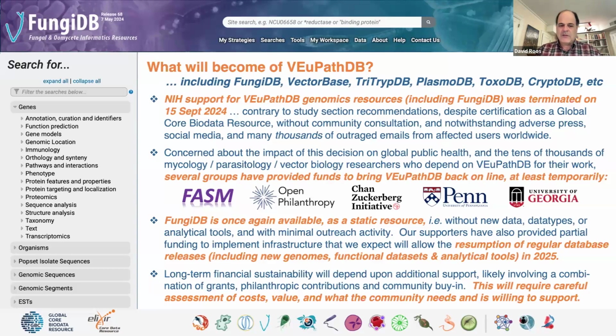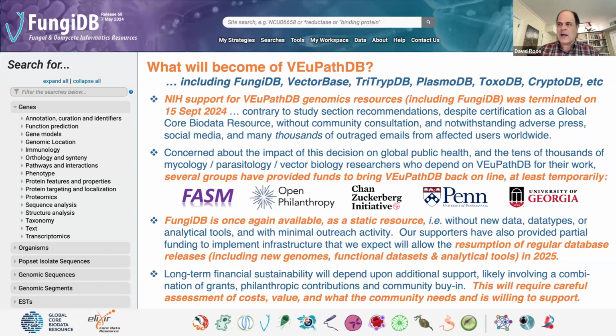At present, FungiDB is available as a static resource, which means that all of the new genomes, all of the new functional genomics data, all of the new tools that were in the pipeline for release are currently on hold. And there are reasons for that, because we need to reconstruct infrastructure to make sure that new data can be loaded and released. That doesn't mean FungiDB is currently out of date, at least not very much out of date. But obviously, with each passing day, with each passing month, the resource becomes less and less useful to the community. We are aware of that.